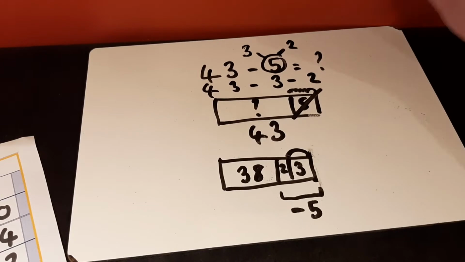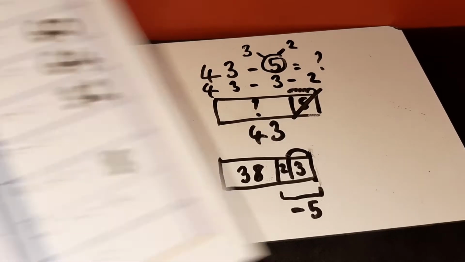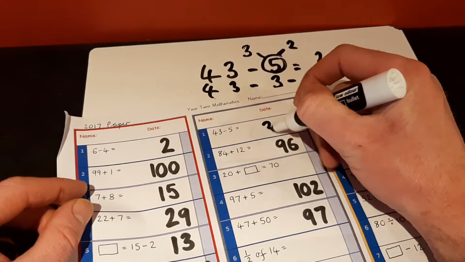Just realised I've drawn on the wall, so I best take that off. So 43 take away 5 is 38.